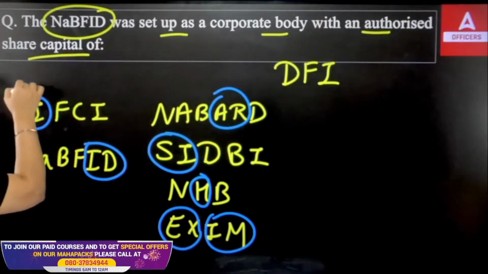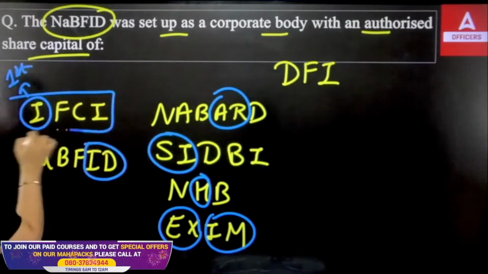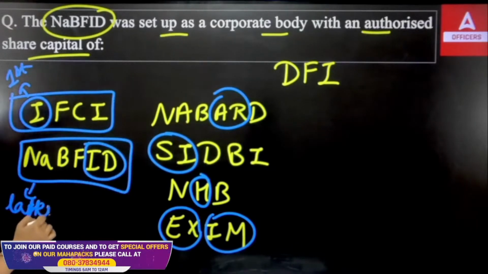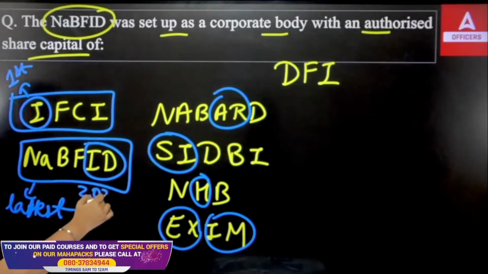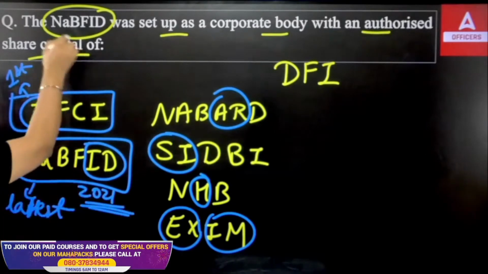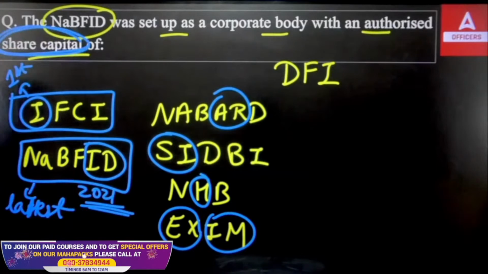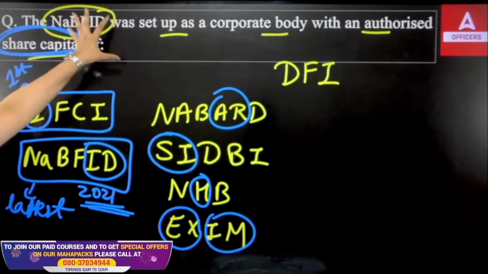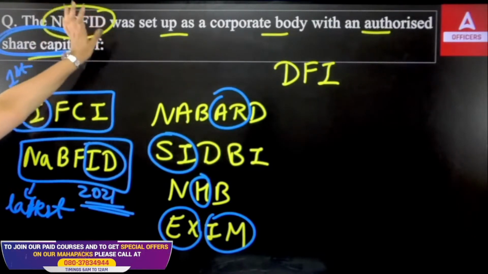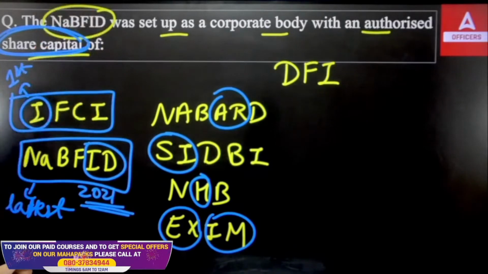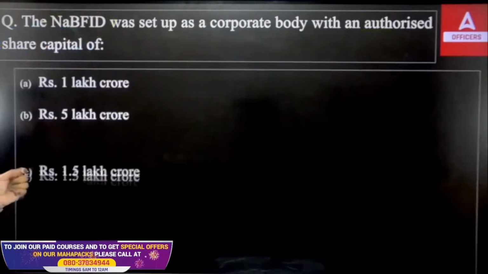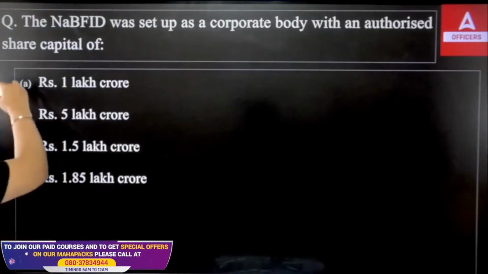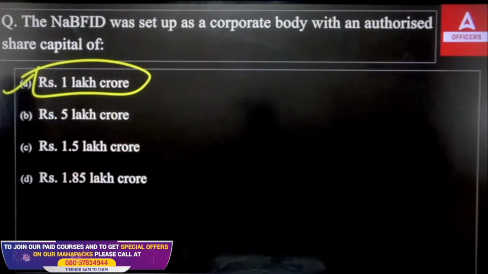Now the first development financial institution was IFCI, and the latest development financial institution is NABFID. NABFID was established in the year 2021. So what was the authorized share capital when NABFID was established? The same question was also asked in the May 2023 paper. So which of the following will be the right option? 1 lakh crore, 5 lakh crore, 1.5, or 1.85. The right answer is 1 lakh crore. 1 lakh crore was the authorized share capital of NABFID.